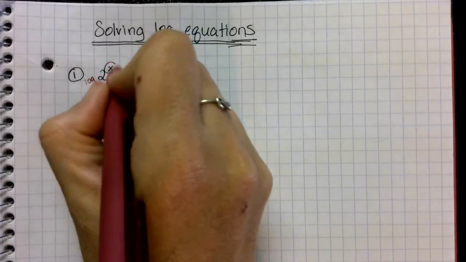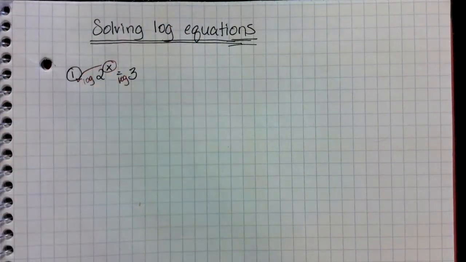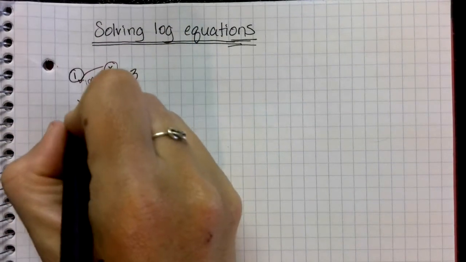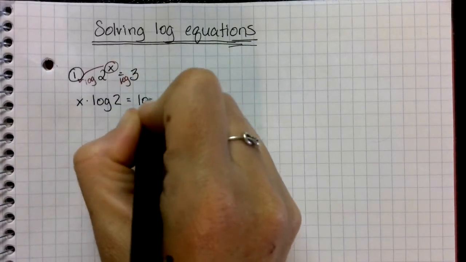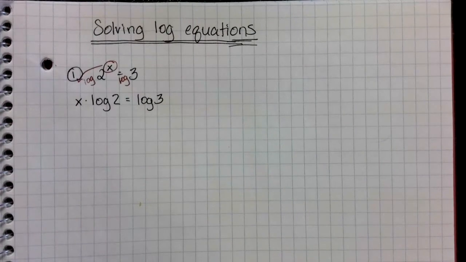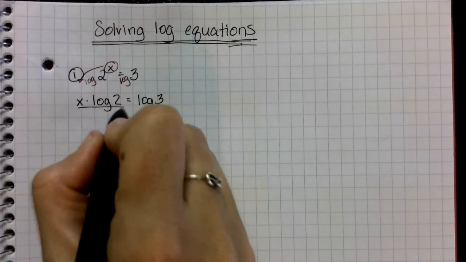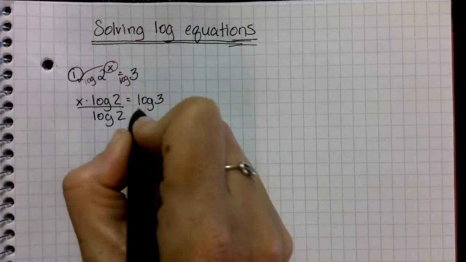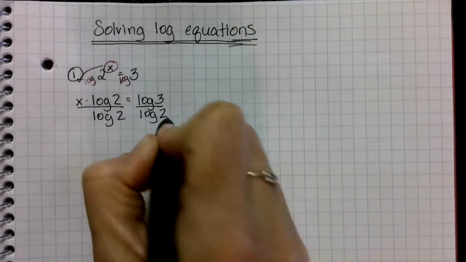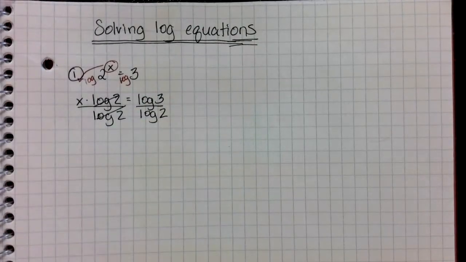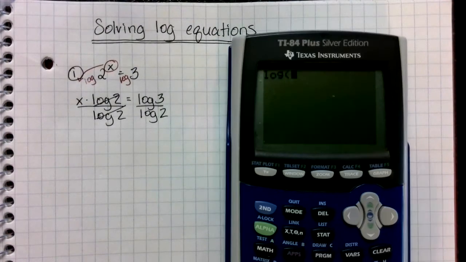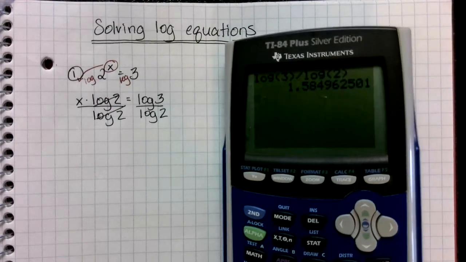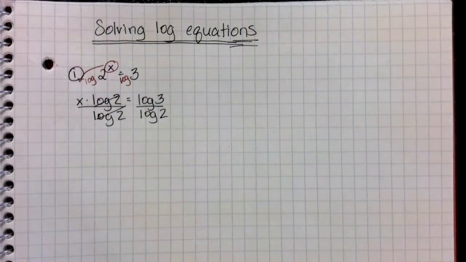So by taking the log of each side, it lets you move the x out to the front. So you have x times log of 2 equals log of 3. Now to get x by itself, the only thing that we have to do is divide each side by log of 2. So now in your calculator, all you have to do is type in log of 3 divided by log of 2. So we get about 1.58.